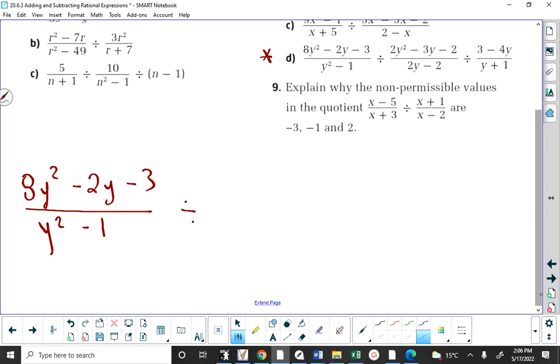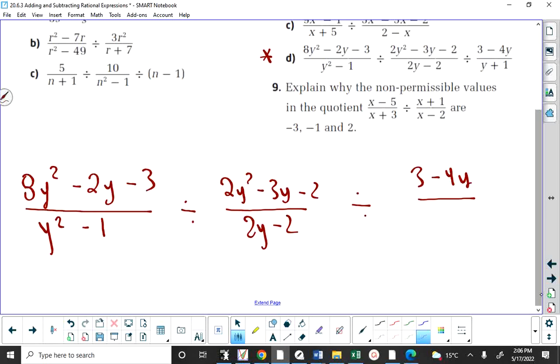But I'm going to rewrite this. It's divided by now. We have 2y squared minus 3y minus 2 over 2y minus 2. And then we also have divided by 3 minus 4y over y plus 1. Just step back and look at all of that. Looks okay. I have a question for everybody here. How many of you recognize something off with this factor? Something different about it. It's that the y's are negative instead of being positive at the front. Keep that in mind. So now I'm going to factor everything first, Shannon.